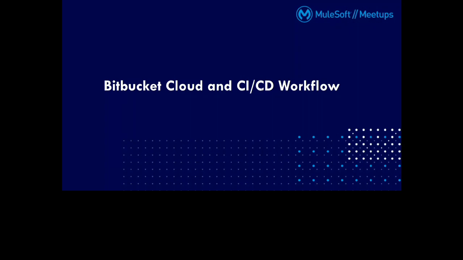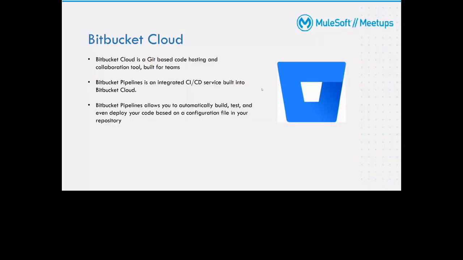Okay, so Bitbucket Cloud is a Git-based code hosting and collaboration tool. You must have worked on repository tools like Git. Most of us have also worked on Bitbucket. So it's basically a code repository where you keep your code, right? It's a code hosting tool and it is Git-based, but it also introduces the pipeline feature. So it introduces Bitbucket Pipelines, which is an integrated CI/CD service built into Bitbucket Cloud. With the help of a single configuration file, you can create your Bitbucket Pipelines.